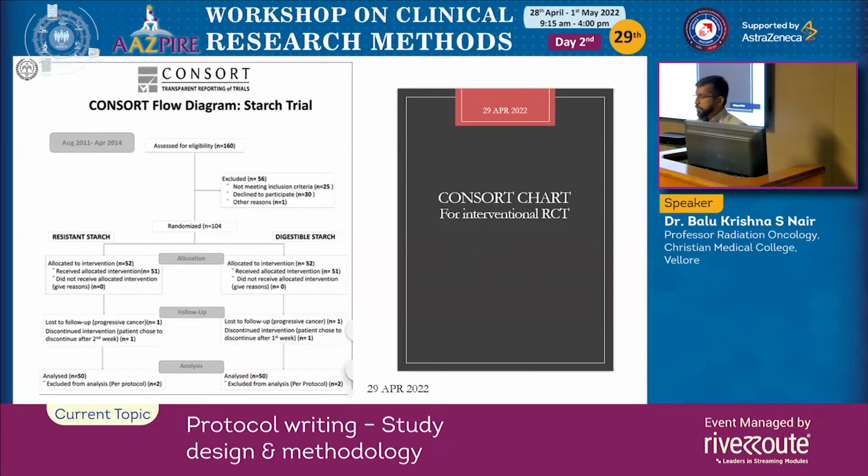CONSORT guidelines, which also when you write up the protocol, in an RCT, I will make up a CONSORT by myself. We may not have the numbers, but I will actually put the anticipated numbers so that I'll know what percentage of dropouts and what I can do, whether intention to treat or per protocol analysis. So the CONSORT chart is very important.